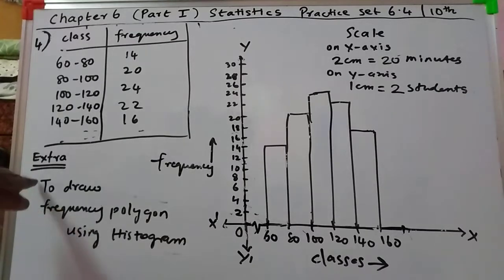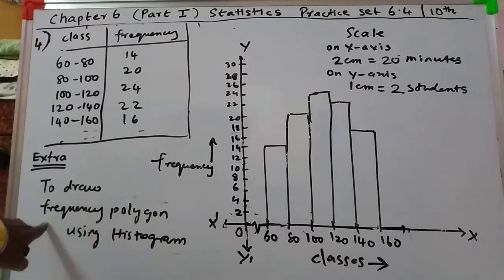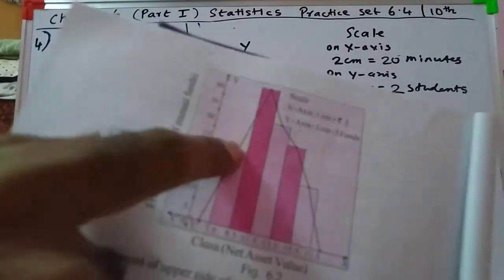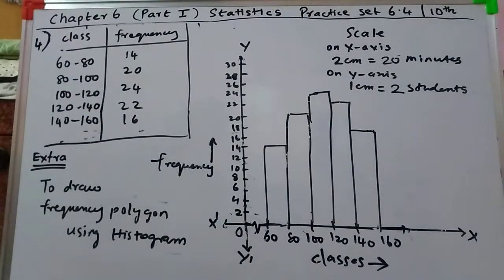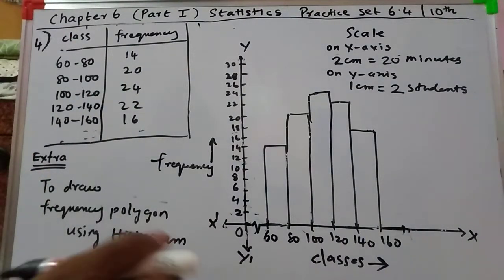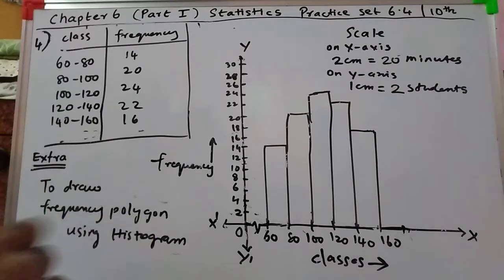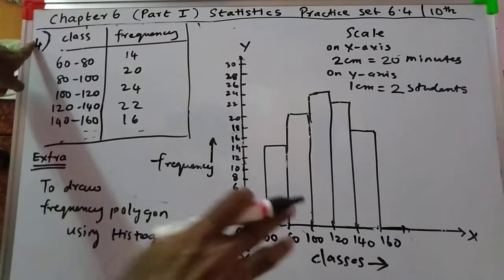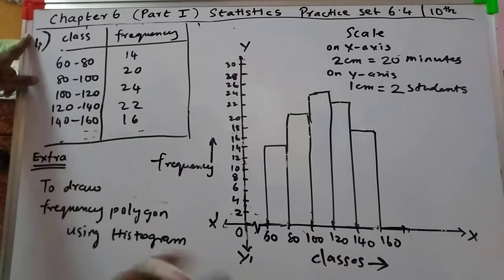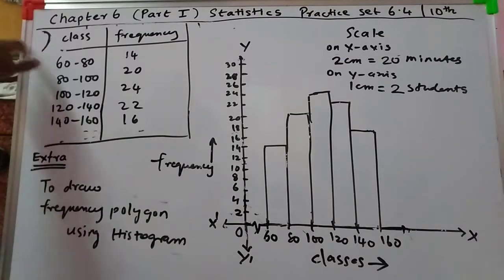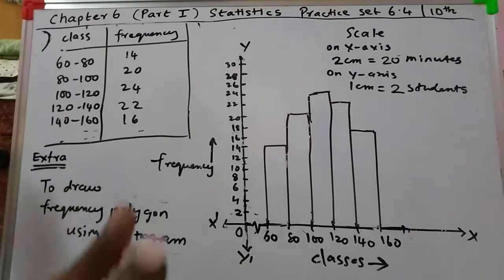Okay, now learn something extra. That is to draw frequency polygon using histogram. You have to take midpoint. Midpoint. Don't join it. This is extra. This is not fourth problem. It is not fourth. It is different. So it is extra.